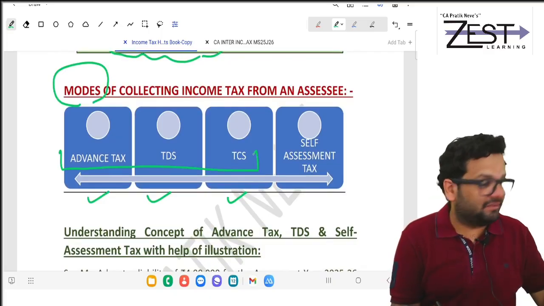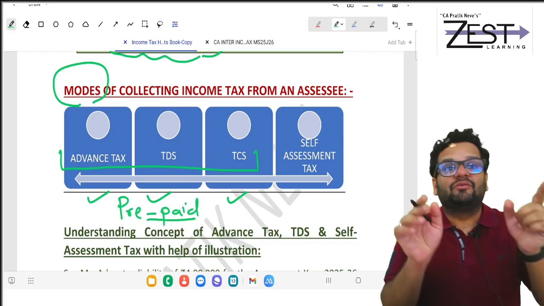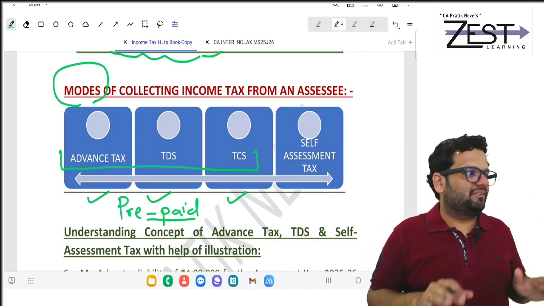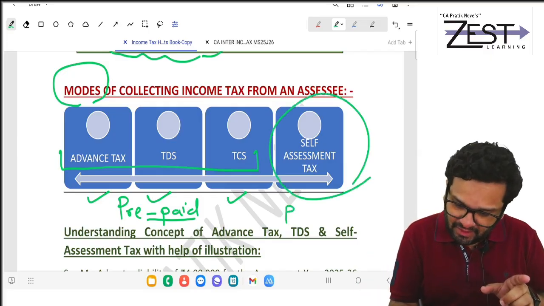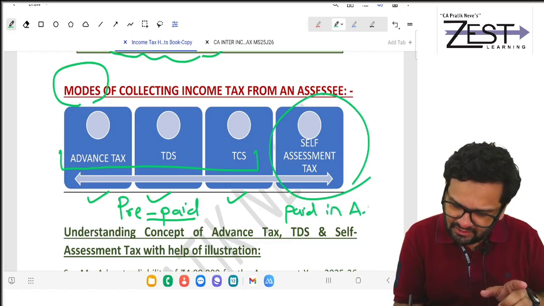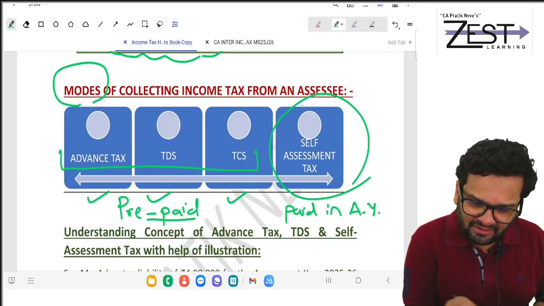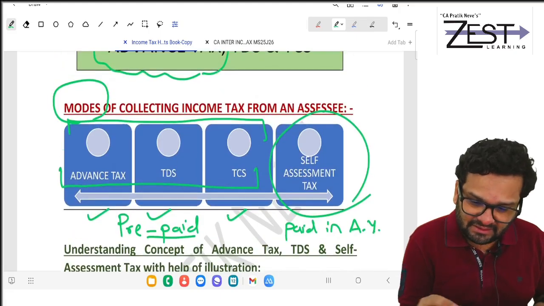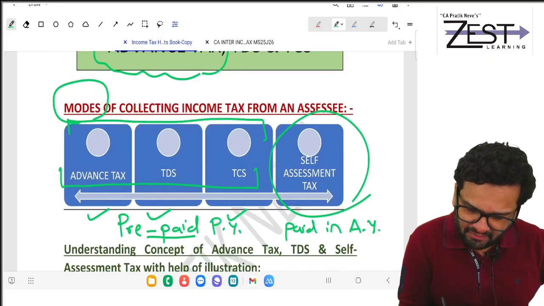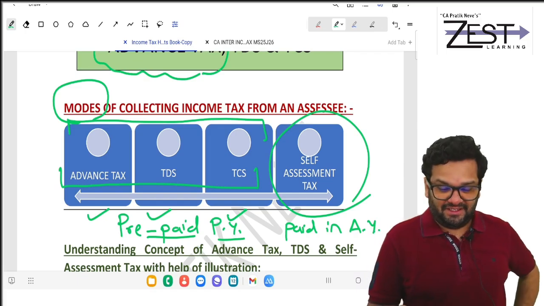These three you can see now. These three are prepaid taxes. Why are they prepaid? For the PY, paid in the PY. So they are called prepaid. And self-assessment tax is paid in the AY. Advance tax, TDS, TCS are paid in the PY. Clear the meaning of advance tax, TDS, TCS.